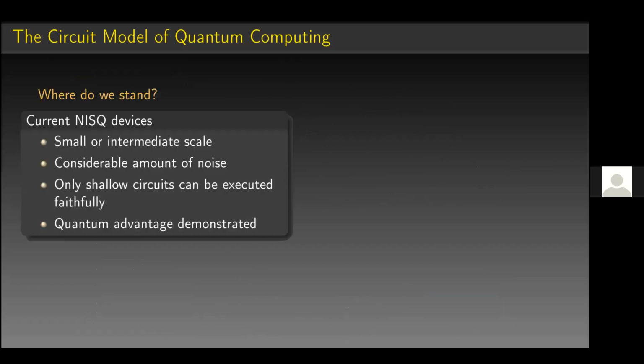Okay. So where do we basically stand? Well, we have these small or intermediate scale devices. But as I have shown you in this little example, they still suffer from a considerable amount of noise. So you cannot actually execute huge circuits on those machines faithfully, because eventually noise will take over. At the same time, even such a limited small scale quantum computer with 50 qubits and a non-negligible amount of noise is already powerful enough to demonstrate quantum advantage, meaning solving a problem that you cannot solve on a classical computer.